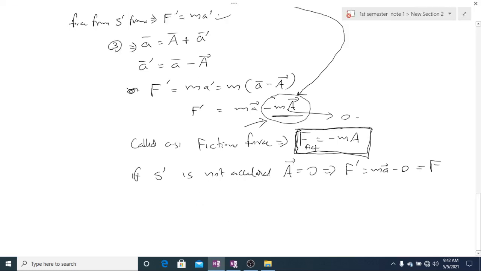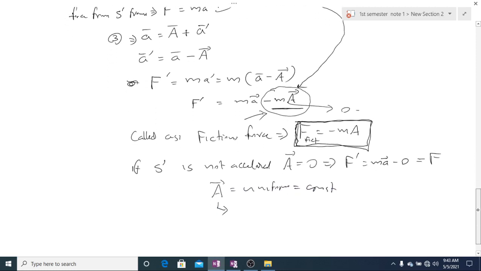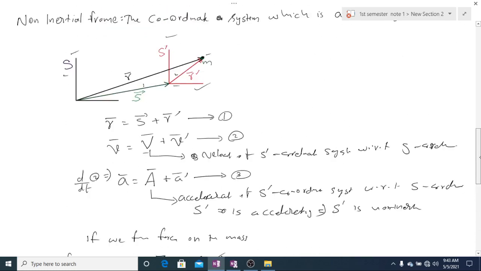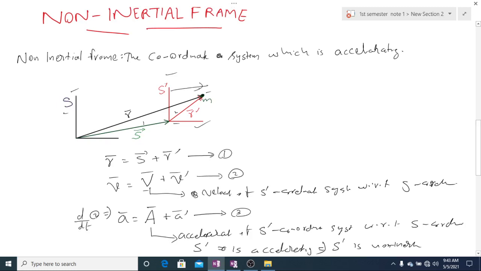Here we are dealing with uniform acceleration. We are assuming capital A is uniform or constant. If capital A is not constant, if it is varying, then the system will be very complex. From now onwards we are dealing with the second frame S prime moving with uniform acceleration A. That's why there is a fictitious force arising due to the acceleration of this frame.